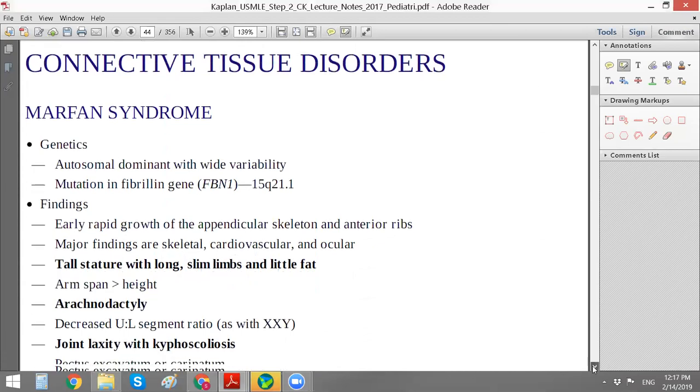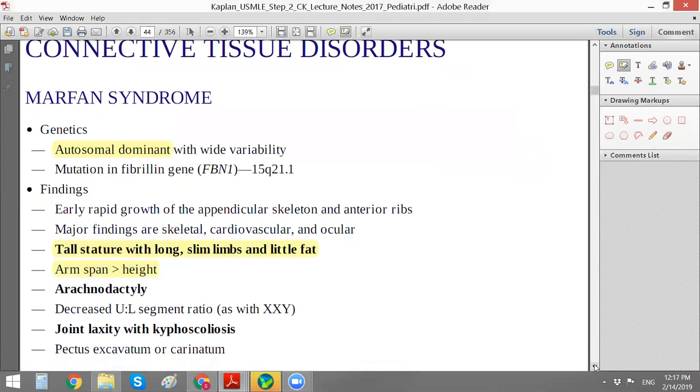Connective tissue disorder: Marfan syndrome. Genetics autosomal dominant with wide variability. Mutation in fibrillin gene FBN1, 15q21.1. This is autosomal dominant. Marfan: early rapid growth of the appendicular skeleton, anterior ribs. Major findings: tall stature, yes, with long, slim, little fat. Arm span is greater than height. Arachnodactyly, like a spider-like thing.